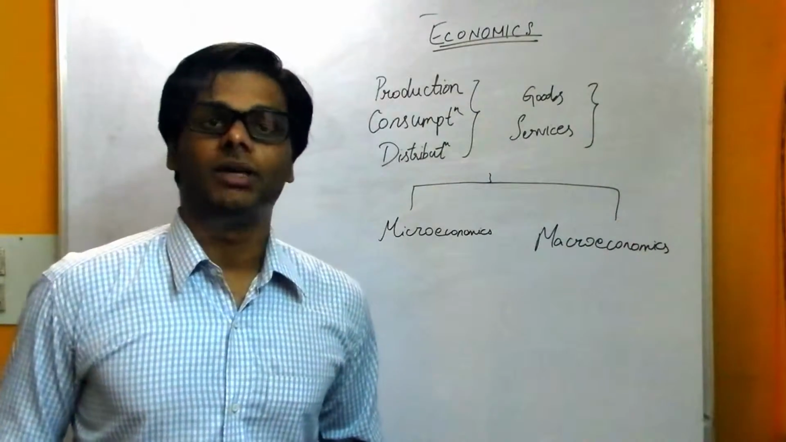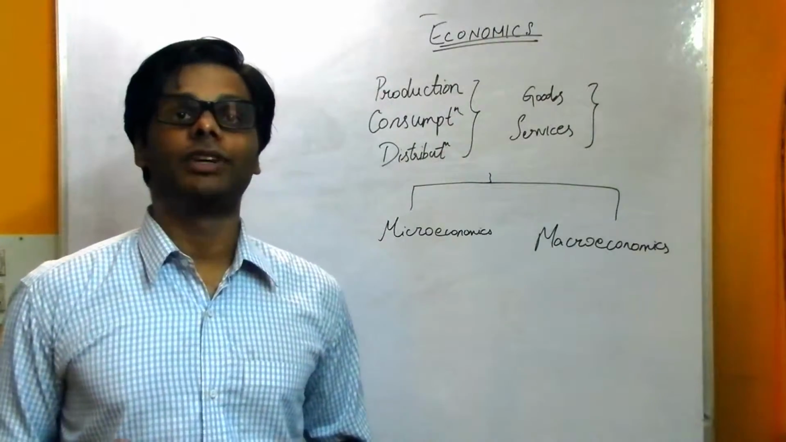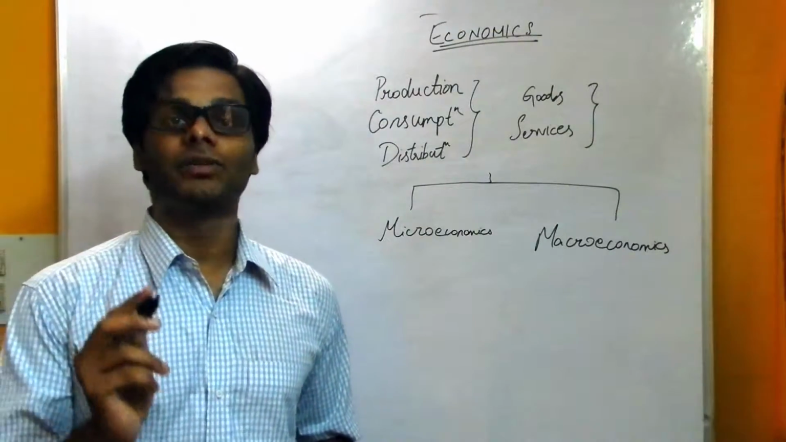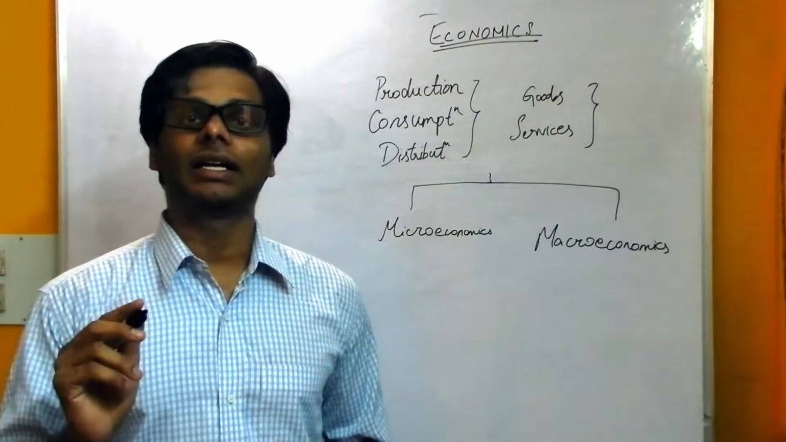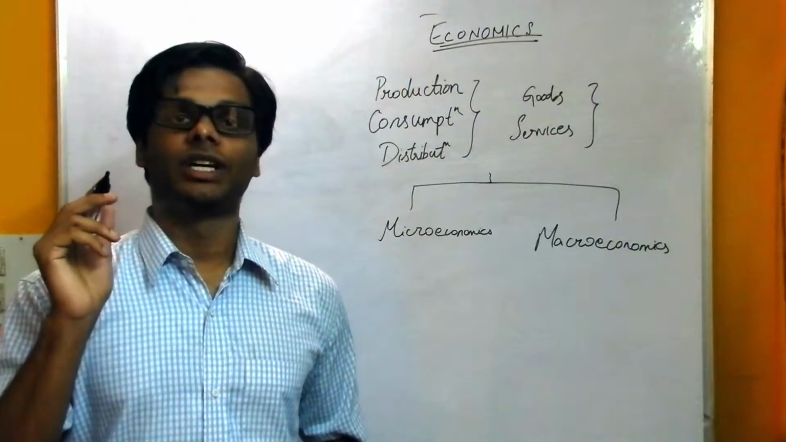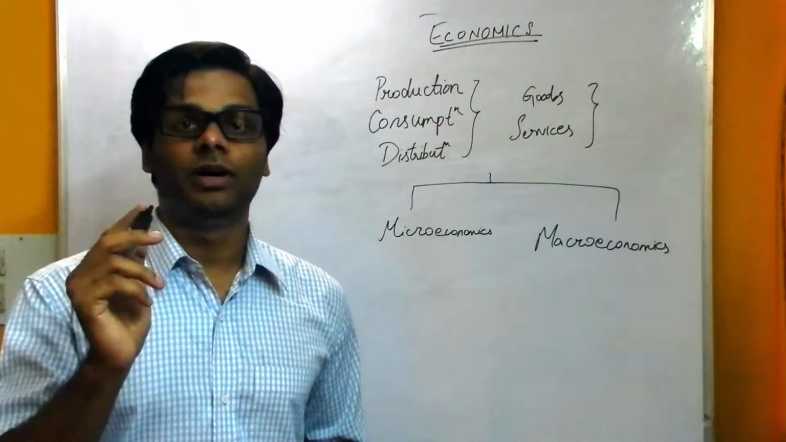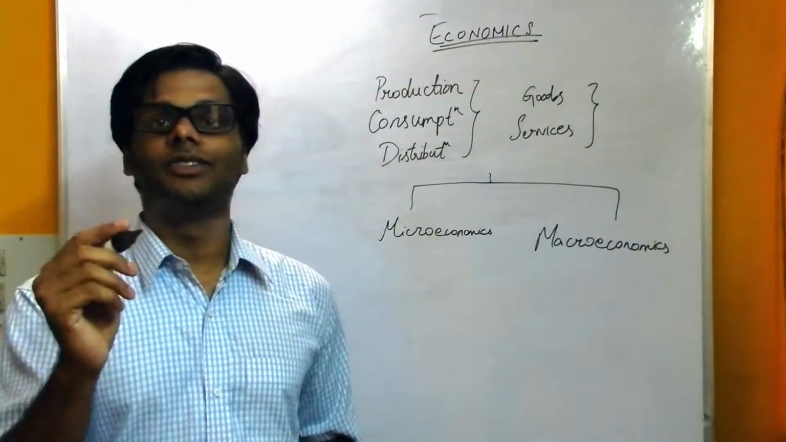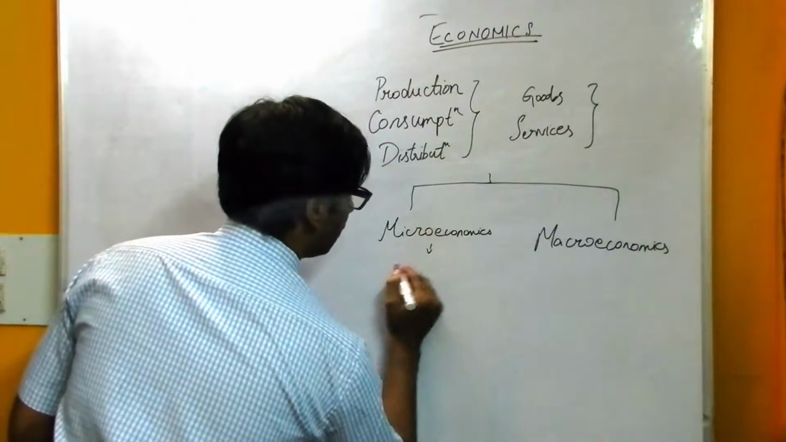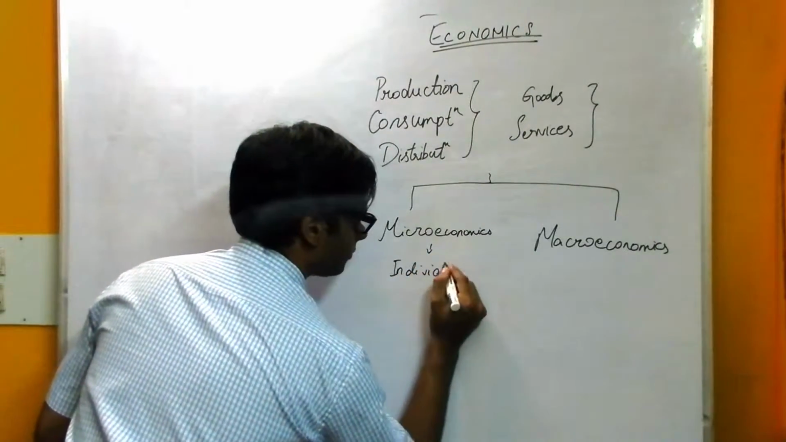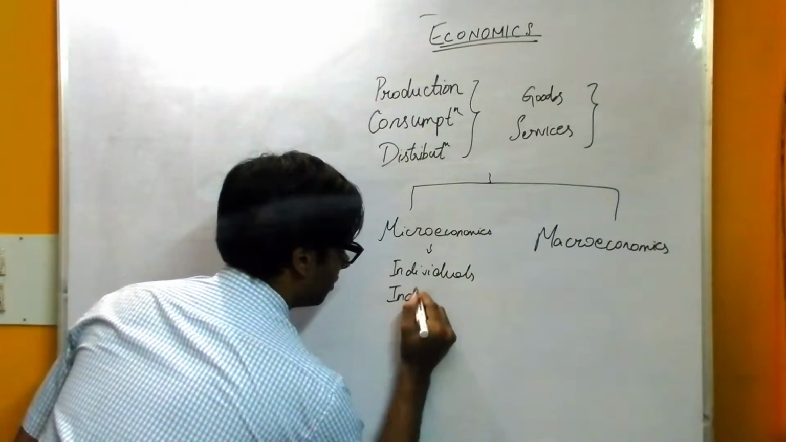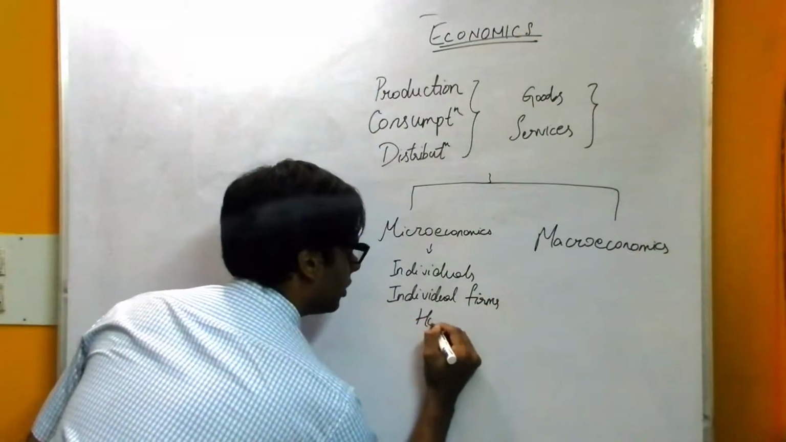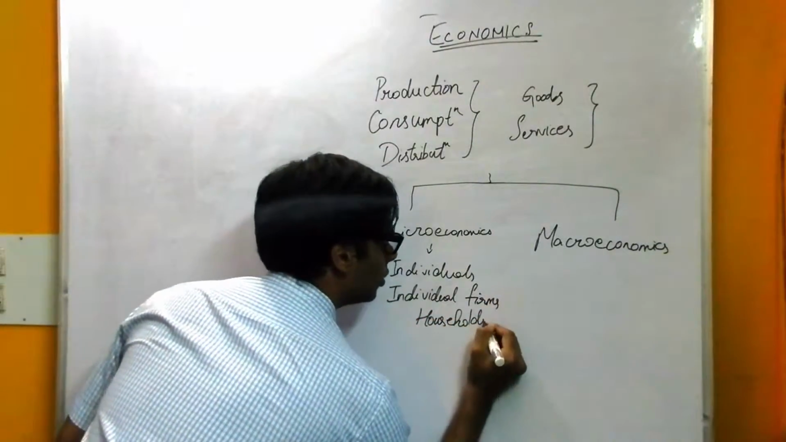What is microeconomics? Microeconomics analyzes the market behavior of individual consumers and firms in an attempt to understand the decision-making process of firms and households. So we are only looking at a very micro level, that is, we are looking at individuals, firms, and households. Microeconomics is mainly concerned with individuals and individual firms and households that make up the economy. So this is a micro picture.